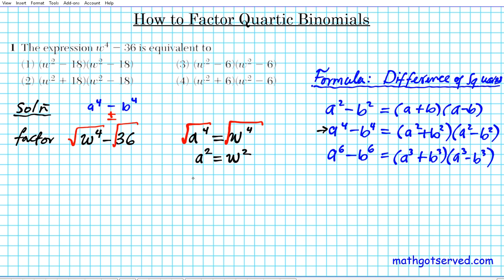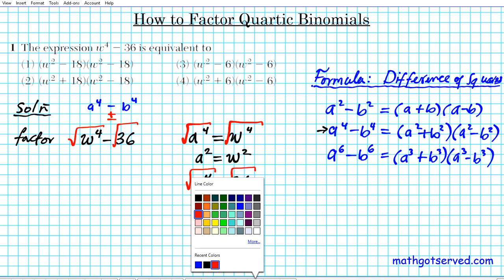And then we also have 36, which is b to the fourth. So b to the fourth is 36. Now what are we going to do here? We're going to square root, right? Using the difference of squares formula, we have to root the first and the last terms.